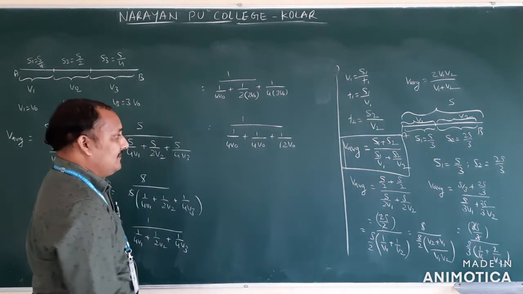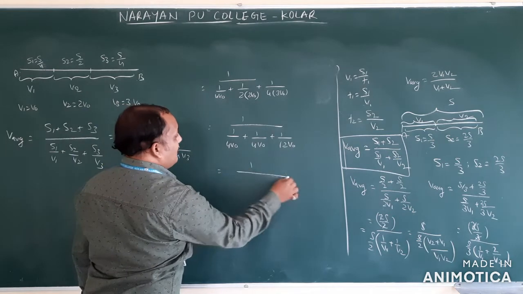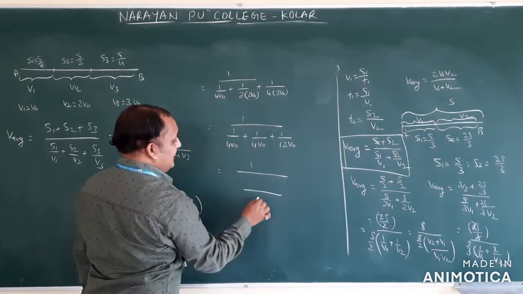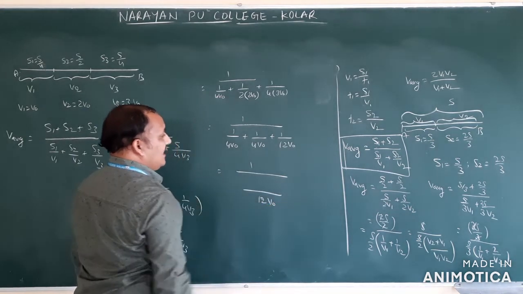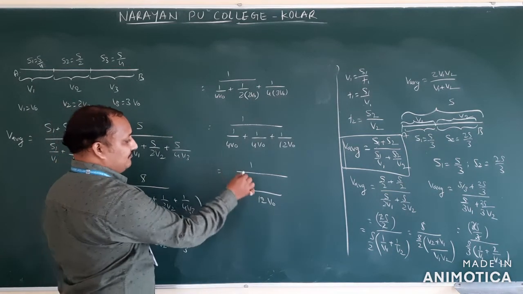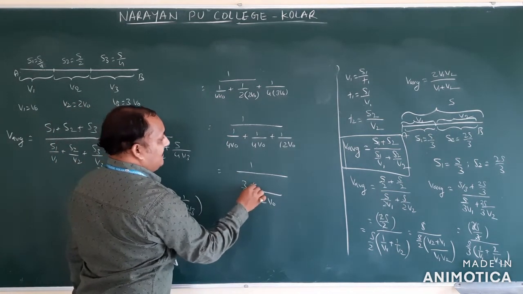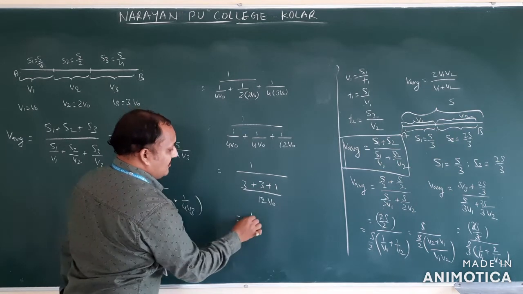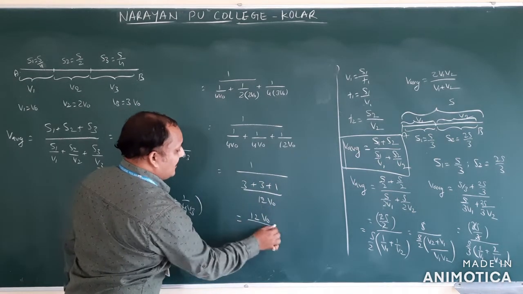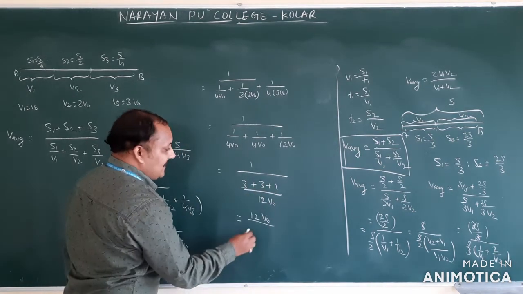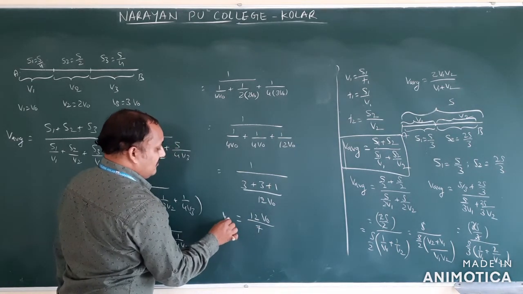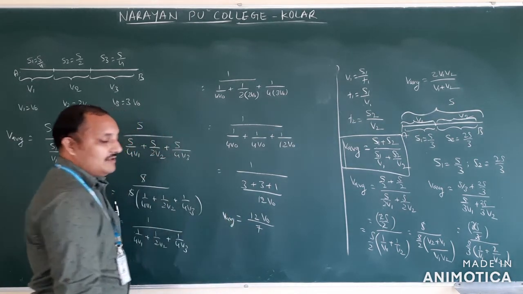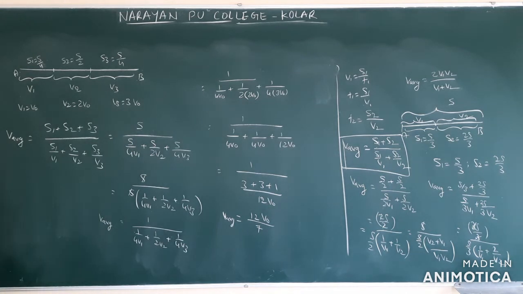So take LCM. What is LCM here? For these 3, we can take 12 v0. So then 3 plus 3 plus 1, so 12 v0 is going to numerator. It is divided by 3 plus 3 plus 1, that is nothing but 7. So V average is equal to 12 by 7 v0. Isn't it? So you got 12 by 7 v0. Correct only.